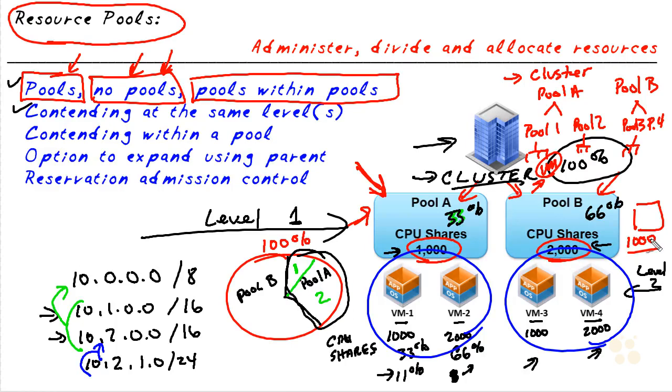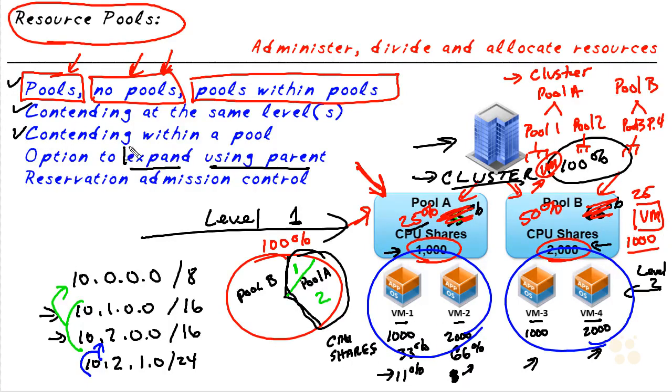Because now we have 4,000 shares available and pool A has 1,000, it would now have 25%. Pool B would now have 50%. And this one virtual machine, happy day for him, he now has 25%. So the shares available for this VM are equal to the shares in the entire pool A. And the good news for this VM is that all those shares are his. Well, in the case of VM1 and VM2, they've got to fight for that 25% that's in pool A.